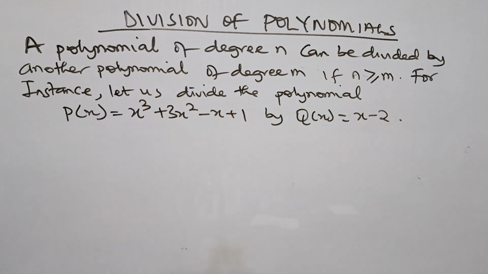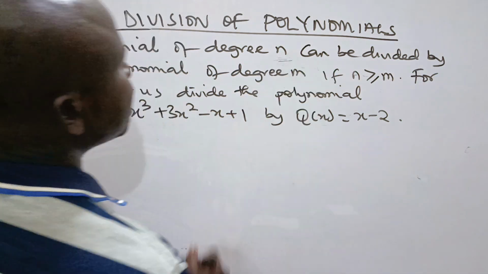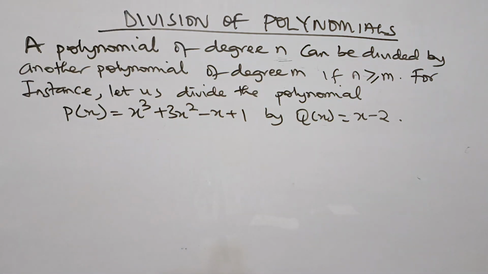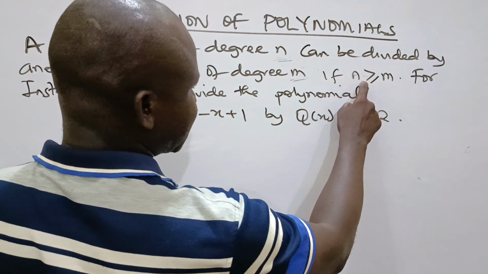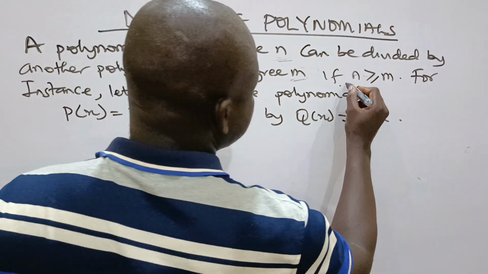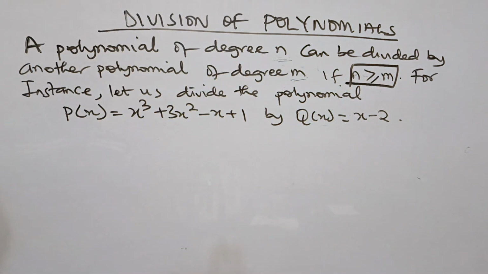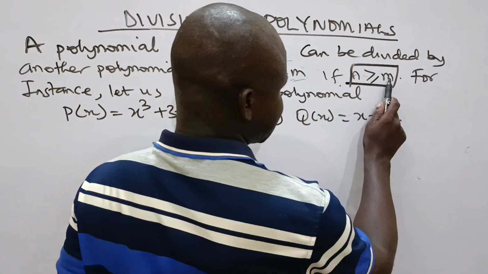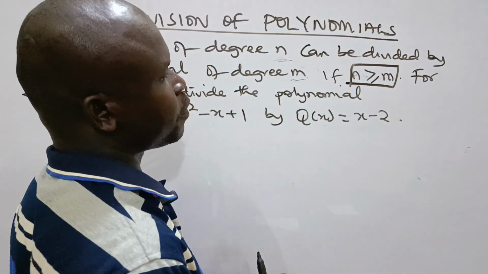Today we want to look at division of polynomials. A polynomial of degree n can be divided by another polynomial of degree m if n is greater than or equal to m. That is, this condition is important. n must be greater than or equal to m. If n is less than m, division of polynomial is not possible.